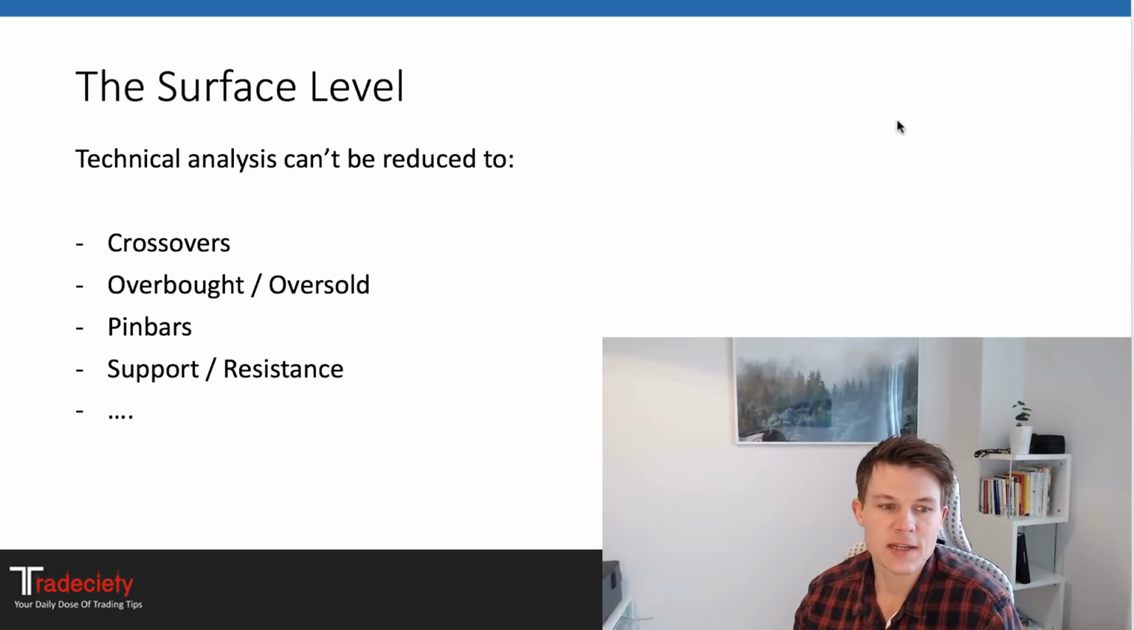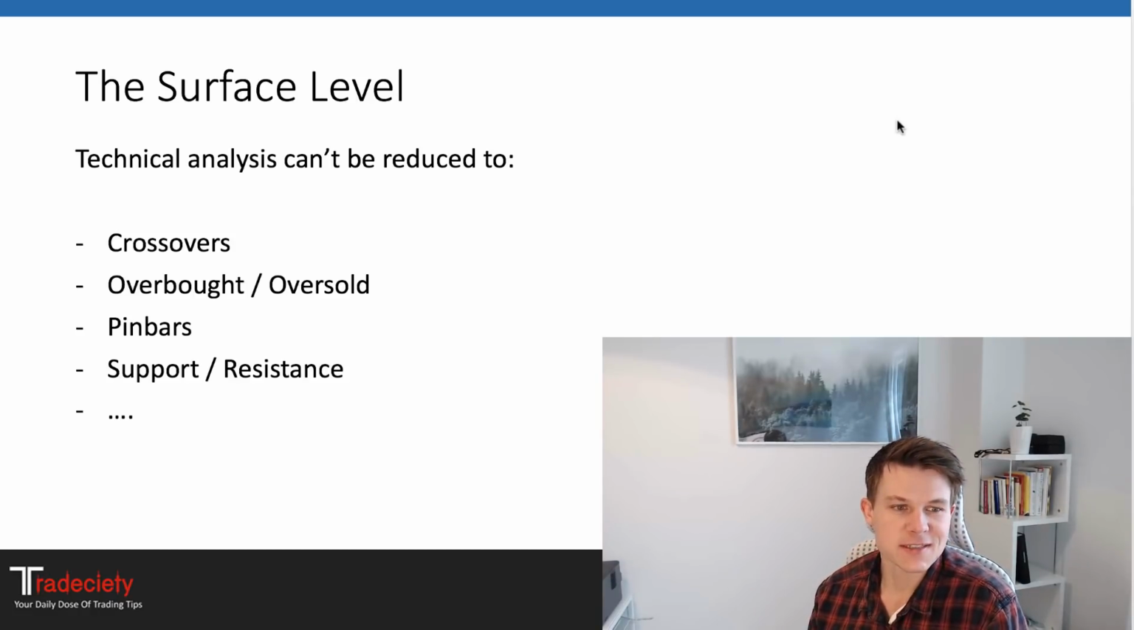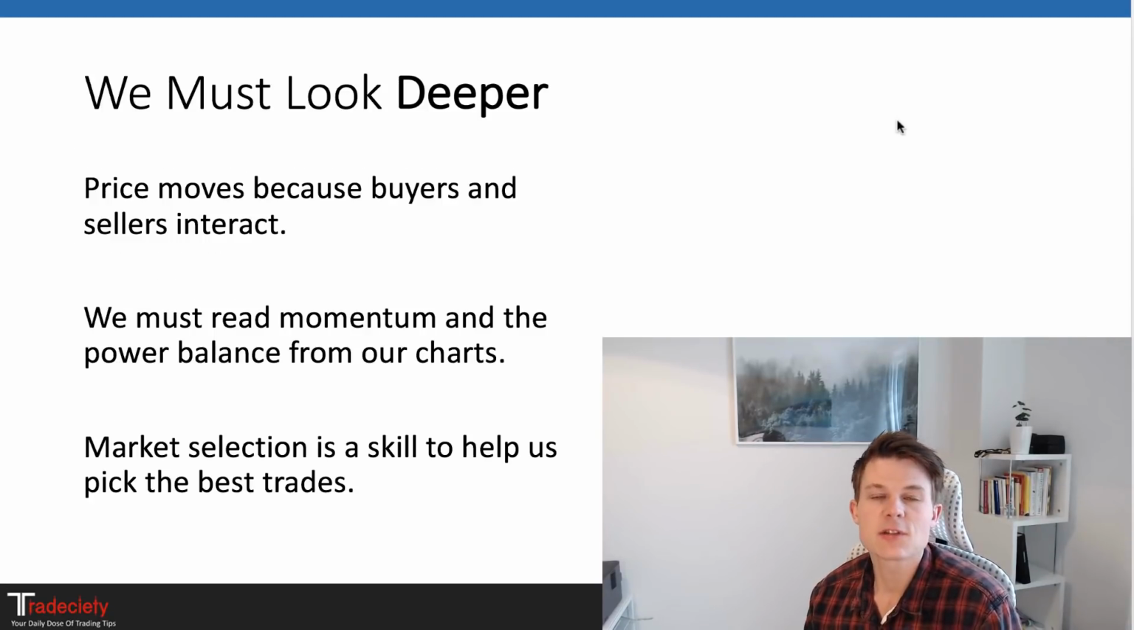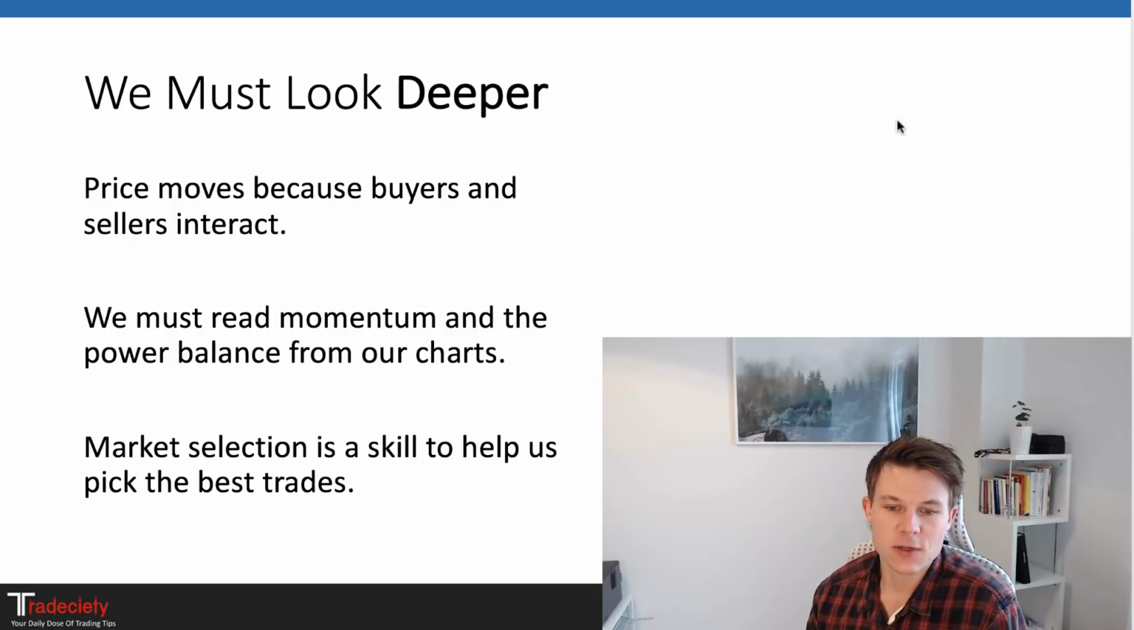Financial markets are complex things. Millions and millions of traders, financial institutions, and governments interact on a daily basis on your price charts. They drive the price discovery. So just looking at a moving average crossover, or looking at pin bars and hoping that just trading pin bars will make you rich, is just not going to cut it. We must look deeper. We must really understand what the chart is telling us.